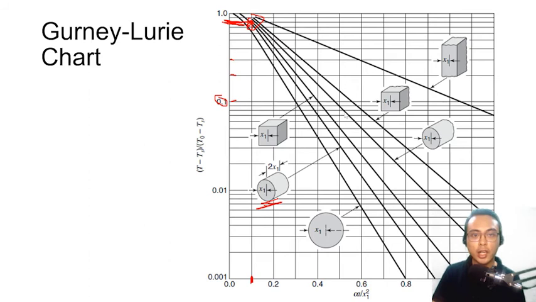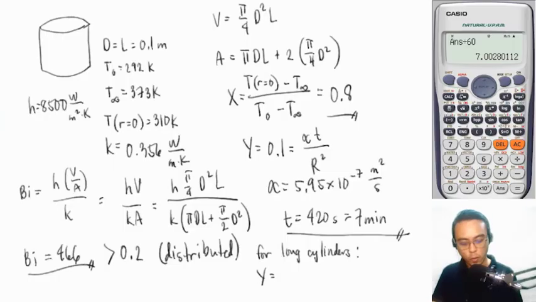If we take a look at the intersection between x equal to 0.8 and this curve, it intersects somewhere here. The value of y as seen from the intersection is slightly greater than 0.1. So let's have that as 0.125. If y is 0.125, let's solve again for the time needed.